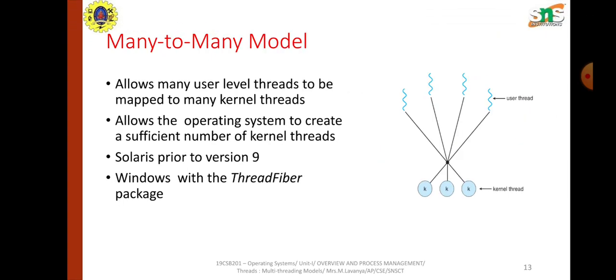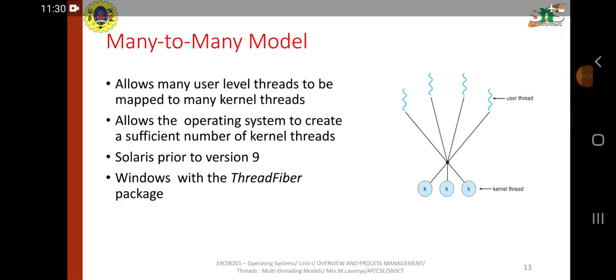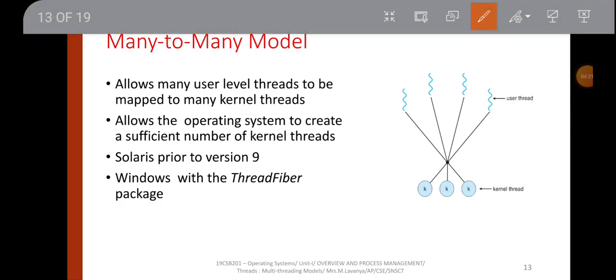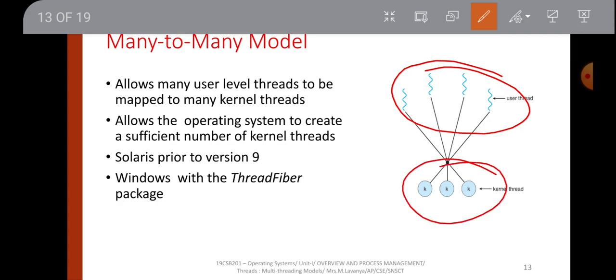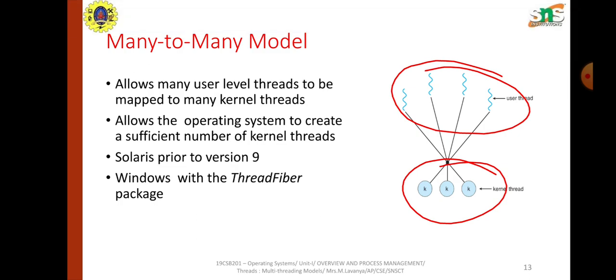And finally is your many-to-many model. In this many-to-many model, many user threads are connected to many kernel threads, but there is no individual way of connecting these threads. If you see, these 4 user threads are mapped to 3 kernel threads, so whenever a kernel thread is free, the user thread can run on that kernel thread. Apart from this, no individual kernel thread is mapped to a specific user thread.